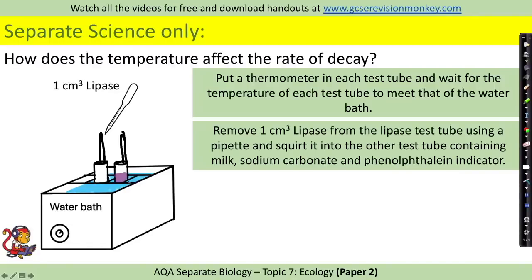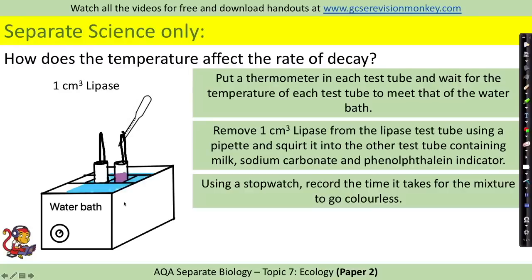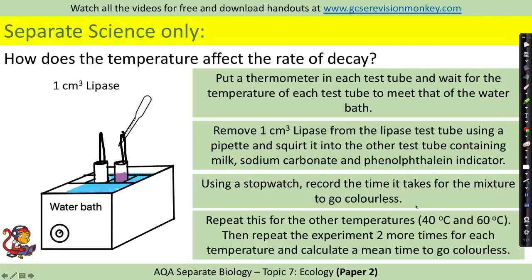squirt it into the other test tube containing the milk, the sodium carbonate and the phenolphthalein indicator. Then, using a stopwatch, we're going to record the time it takes for the mixture to go colourless. And then we are going to repeat this for the other temperatures that we said before. We'd chosen 40 degrees and 60 degrees.